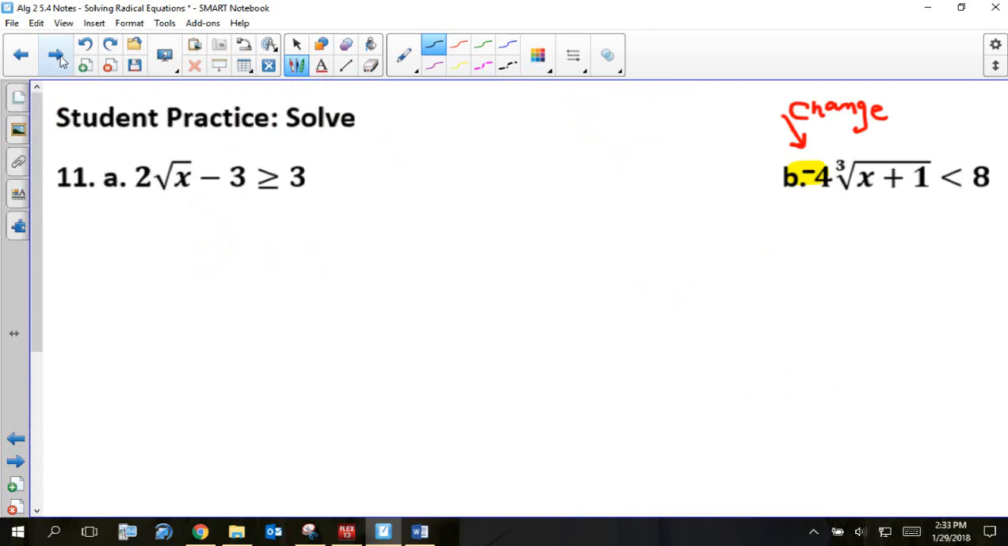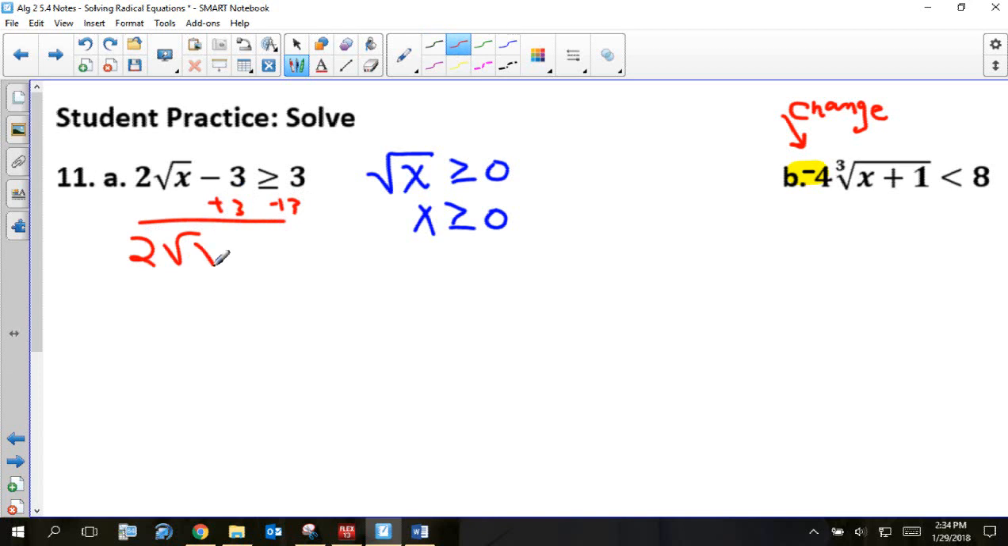All right, number 11a, is that a square root? Square root, so we have to have that second case, but it's just square root of x. So x greater than or equal to 0. There's my second one. I'll solve this side. I'm going to add 3. 2 square root of x greater than or equal to 6. Divide by 2. So x is greater than or equal to 9. That's my second part. I did it really fast, sorry.